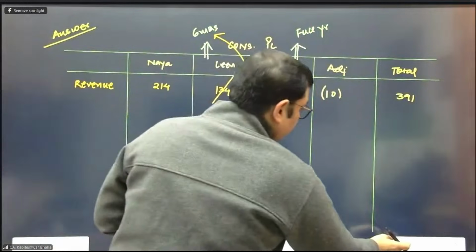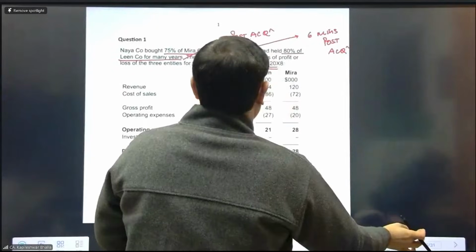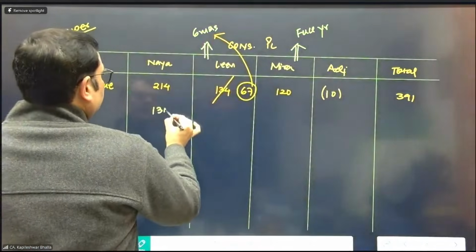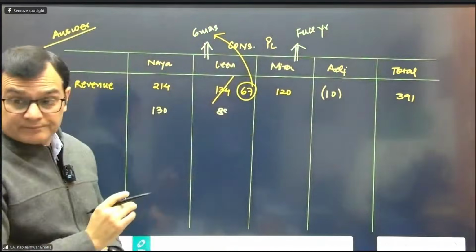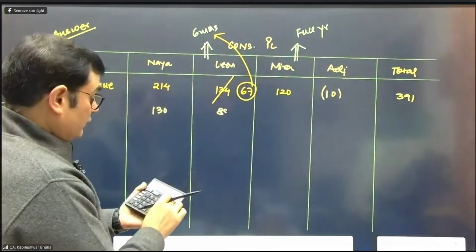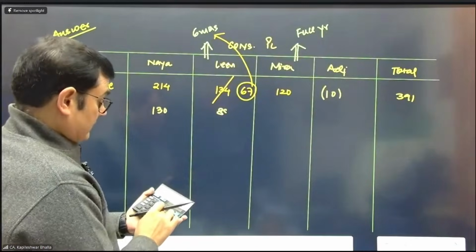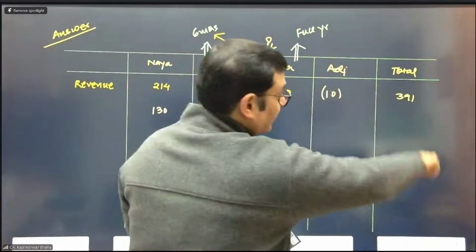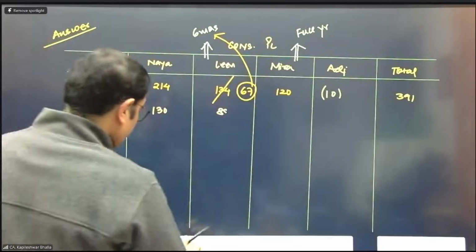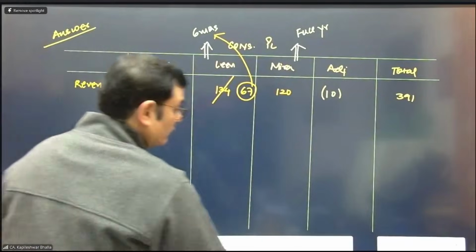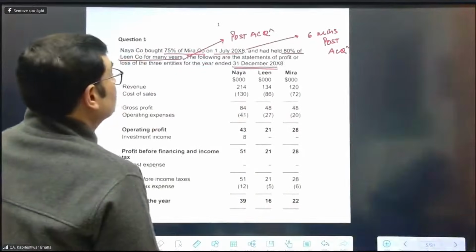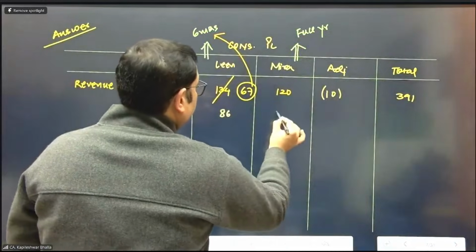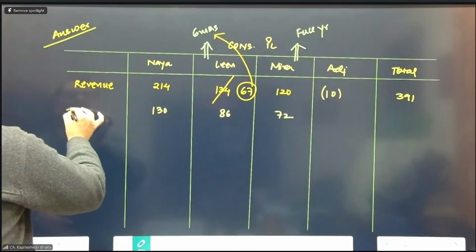Okay, the next item we come to is the cost of sale, 130. How do we arrive at 391? 214 plus 67 plus 120. Correct, sir. Thank you. The total, yeah. Okay, so this figure, I forgot what the figure was. There was 86 and 72. So this is 86 and this is 72. This is the cost of sale.